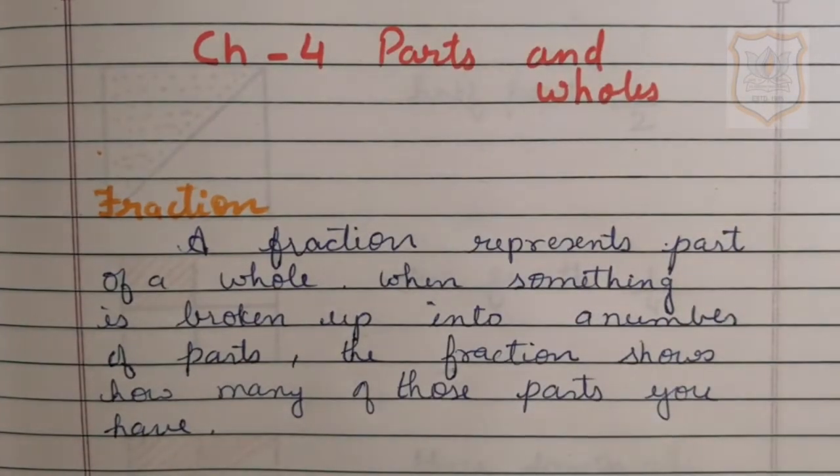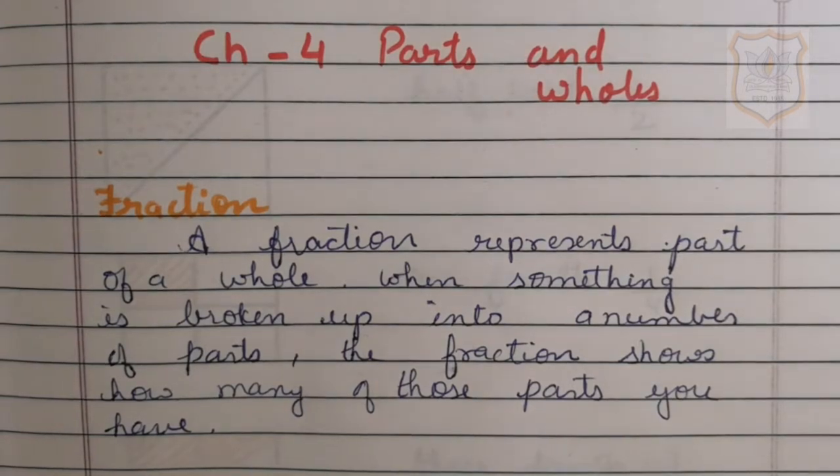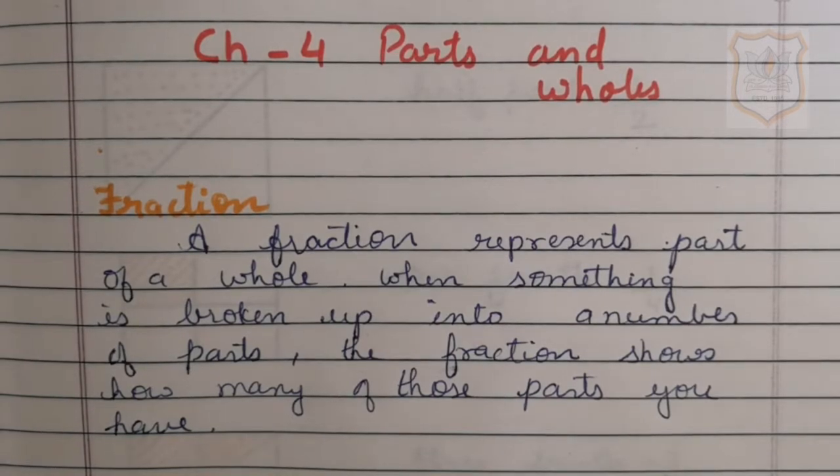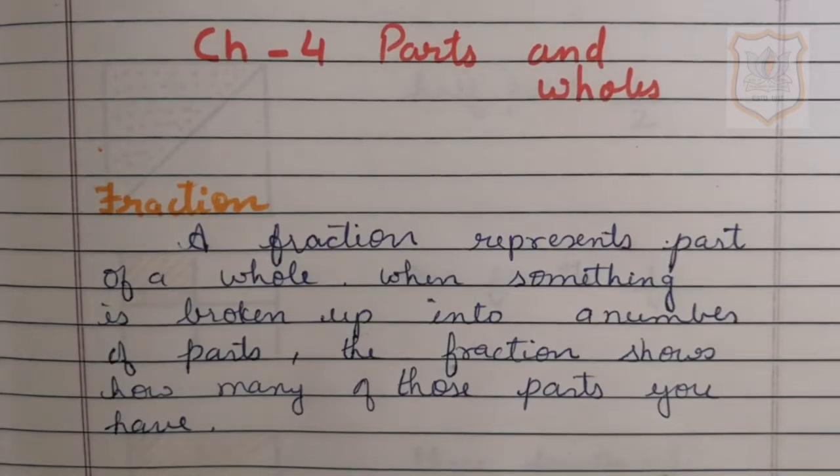When an object is complete, we will say it is one or whole, meaning it is complete. But if we divide the object into parts, then we can't write them in numbers. We can write them in fractions.